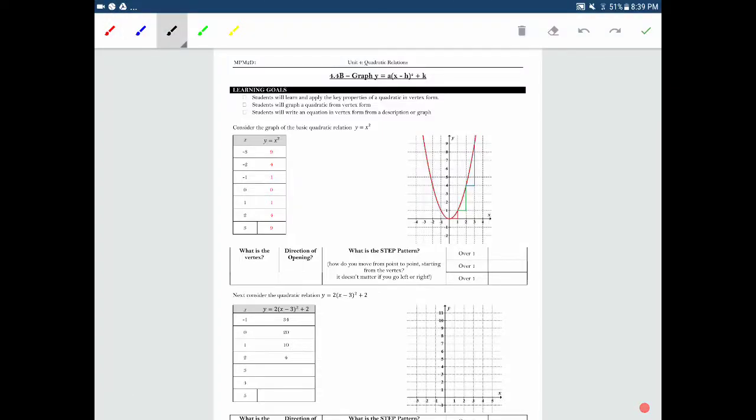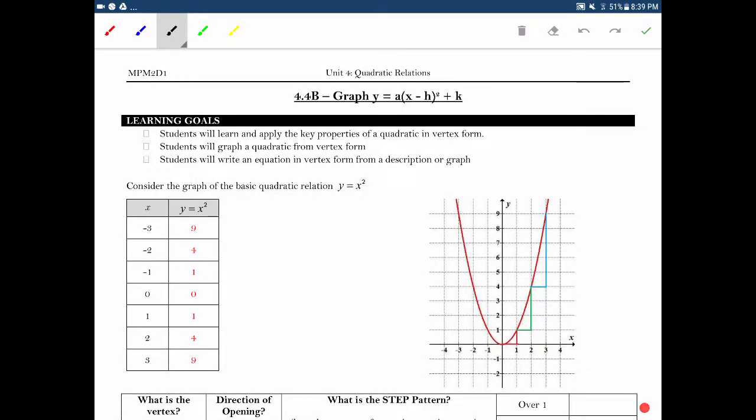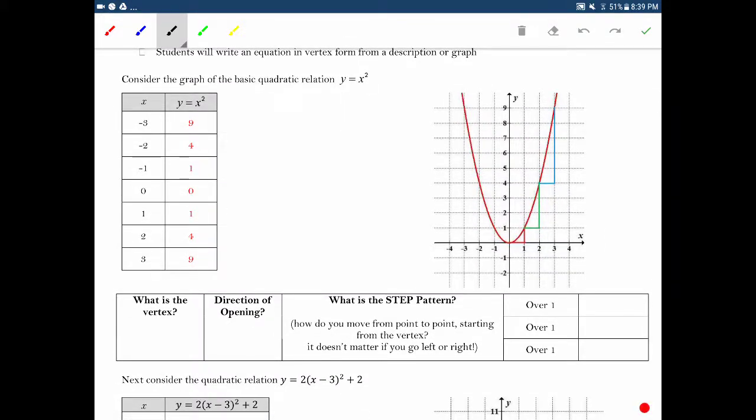Hey guys, today we are going to take a look at the vertex form of a quadratic. So the first thing we're going to do is take a look at the basic quadratic relation y equals x squared. We've got our table of values right here, which we've seen 100 times already in this unit. Okay, and we've got the graph right here.